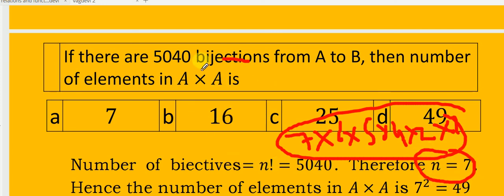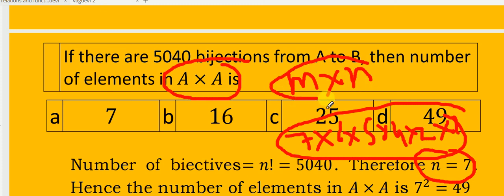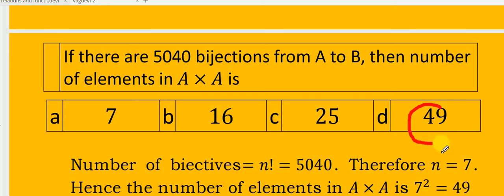But we need the number of elements in A cross A. If the number of elements in A is m and the number of elements in B is n, then the number of elements in A cross B is m into n. Here I want the number of elements in A into A, that is A cross A. Therefore 7 into 7, that is 7 square, which is 49. So the number of elements in A cross A is 49 here. So that is option D is the right answer.